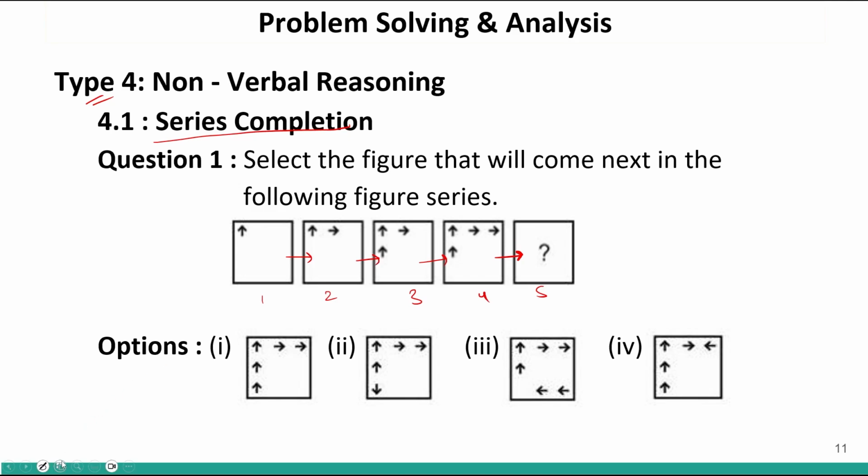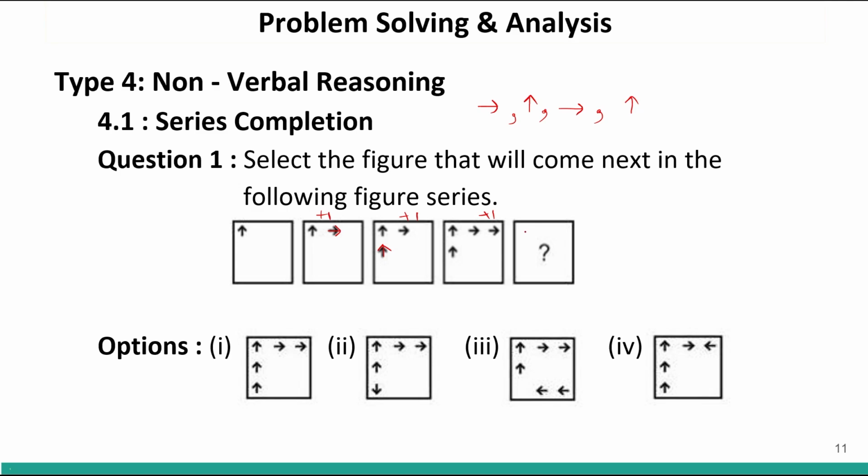Now, if I look at this particular figure, I can see there was one arrow. Then we added another arrow. Then we added another arrow. Then we added another arrow. So what I'm doing is plus one arrow, plus one arrow, plus one arrow. And how am I doing it? First, I added the arrow like this. Then the next arrow was added like this. Then the next arrow was added like this. So clearly, the next arrow will be added in this position.